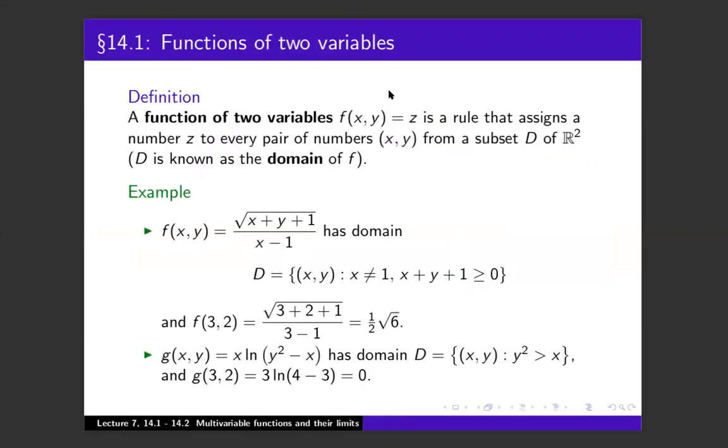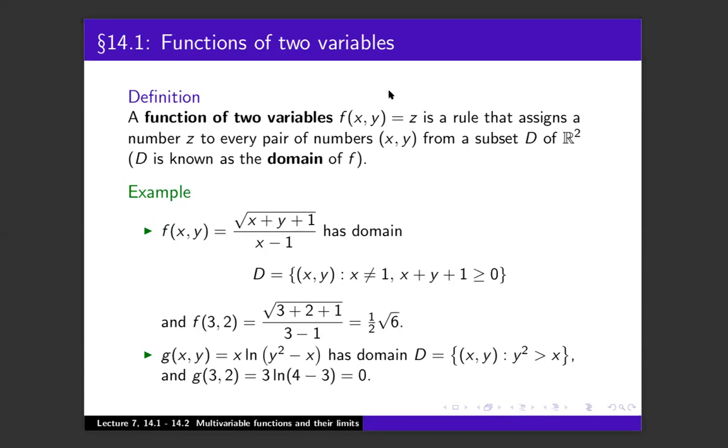So first off, when we talk about a multivariable function, what we're talking about is a function of two variables that assigns some number z to every pair of numbers x and y from some subset of the real plane, which we're calling R2, and that subset is usually denoted by D. D is the domain of f. The only real way you can think about this is by doing examples with it. So here are a couple of examples.